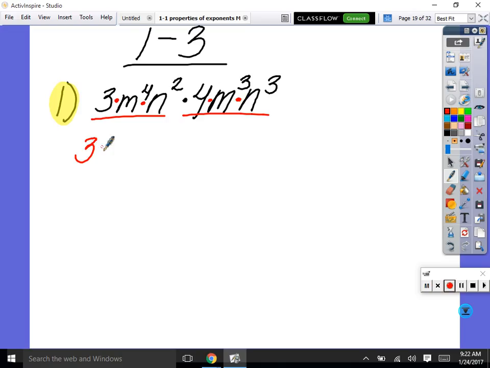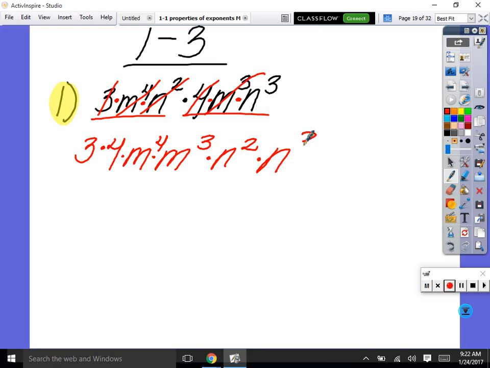We have 3 times 4, just putting it in a more pretty order. So you're putting things that are alike by each other. We're putting our numbers by each other. Then let's put our m's together. So m to the 4th times m to the 3rd. Then our n's by each other. So n squared times n to the 3rd. And now we've reordered it. So it's the same thing in a different order.